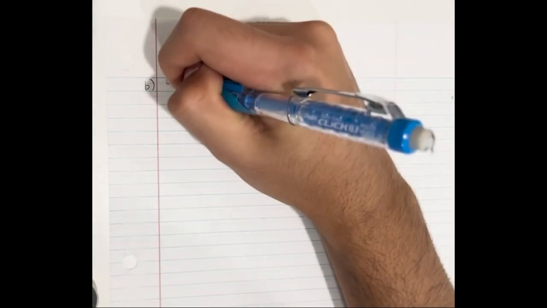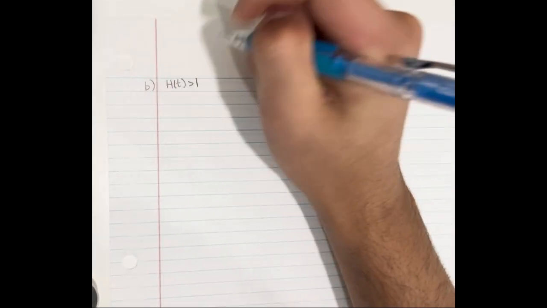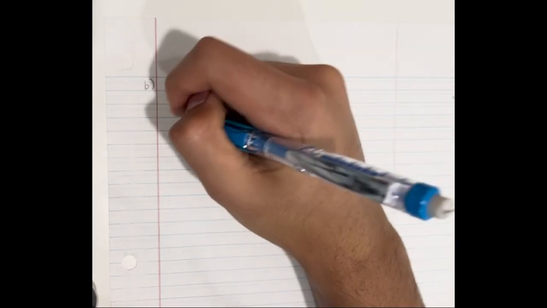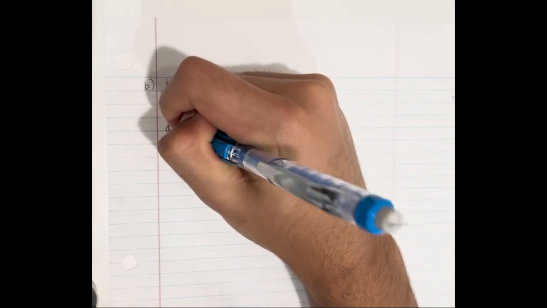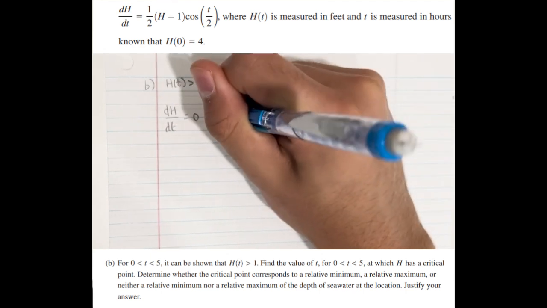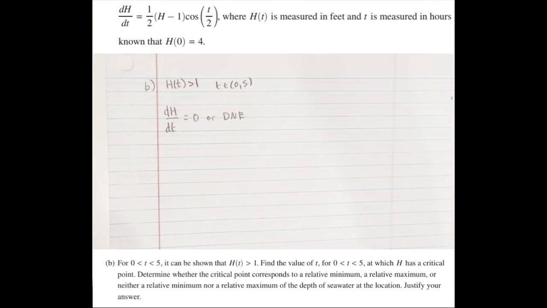And for question B, it can be shown that h of t is always greater than 1 for t on the open interval 0 to 5. So we need to find the value of t at which h has a critical point. Okay, so h has a critical point means that the derivative, aka dh over dt, is equal to 0, or does not exist. That's a critical point.